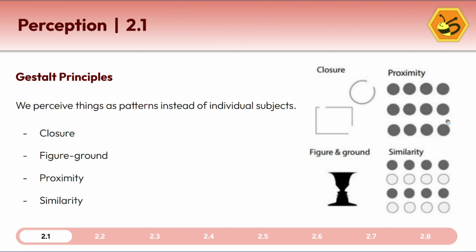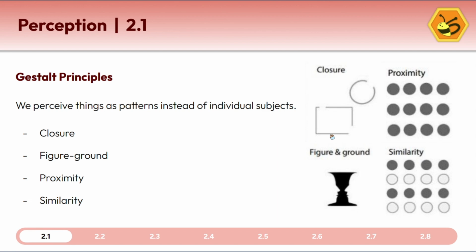Okay. Gestalt psychology and Gestalt principles basically show us how we organize visual information. And the biggest takeaway I need you to have from Gestalt psychology is that it suggests we perceive things as patterns instead of individual subjects. So there's 4 Gestalt principles you need to know, which is closure, figure ground, proximity, and similarity. Closure says that our mind is able to complete incomplete shapes and patterns and fill in the gaps. For example, right here, even though there's gaps in the shapes, we still perceive this as a full circle and this as a rectangle.